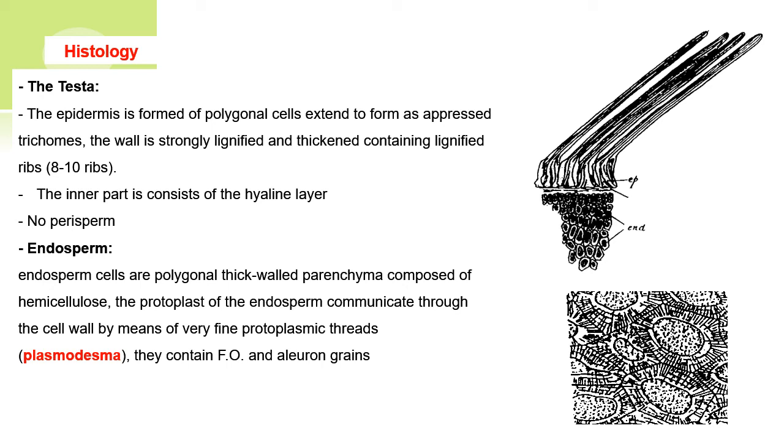Endosperm is formed of polygonal, thick-walled parenchyma composed of hemicellulose. The walls of the endosperm cells consist of hemicellulose instead of cellulose as in the previous seeds. Cells of the endosperm are connected to each other by fine protoplasmic threads known as plasmodesmata. These are the threads of plasmodesmata connecting the cells of the endosperm with each other. The contents of the endosperm are fixed oil and aleurone grains.